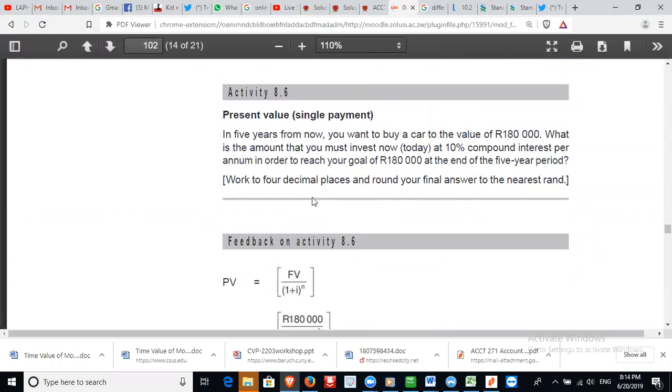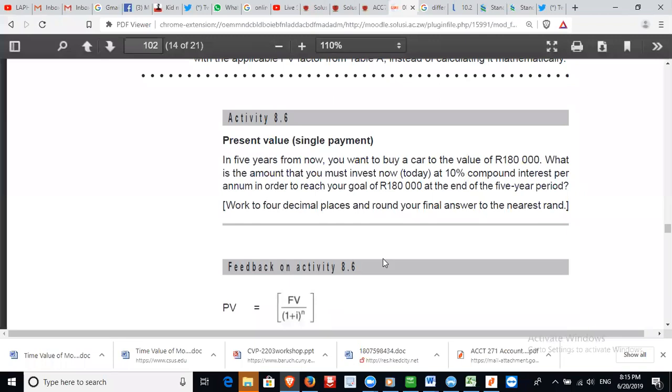In this question, in 5 years from now, you want to buy a car valued at 180,000. What is the amount that you must invest today at 10% compound interest per annum in order to reach your goal of 180,000 at the end of the 5-year period? Let's calculate that using the formula.